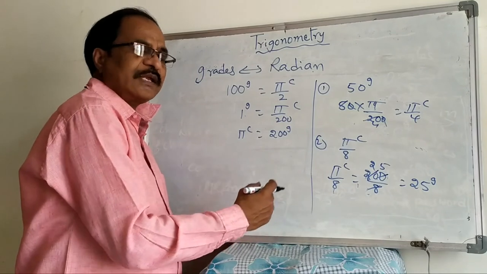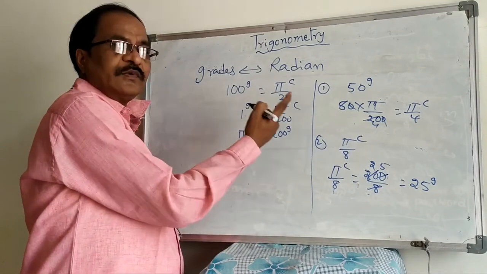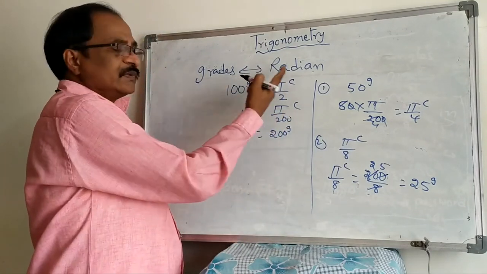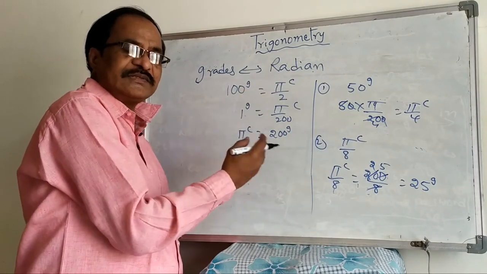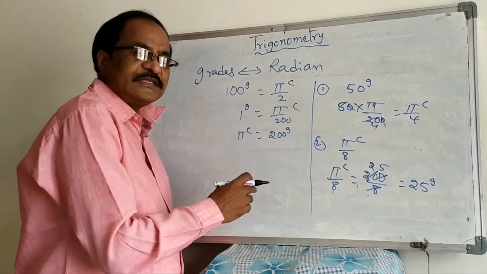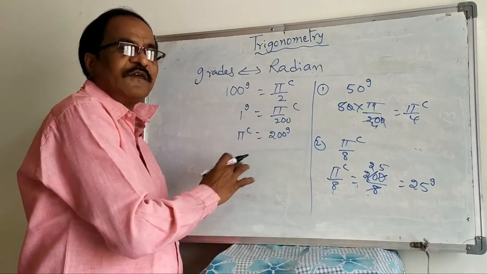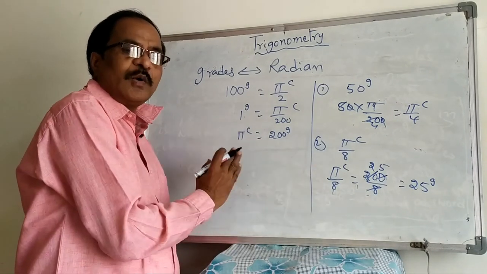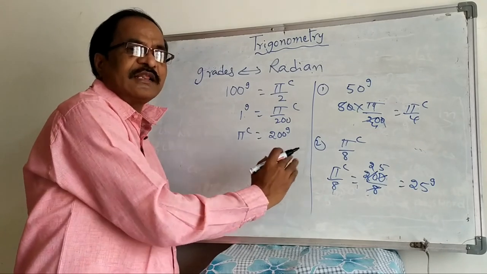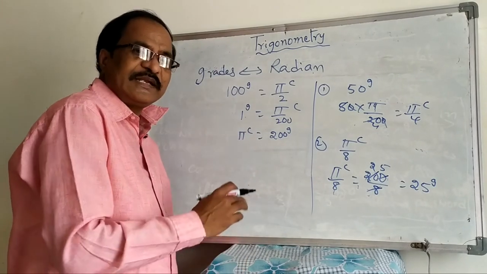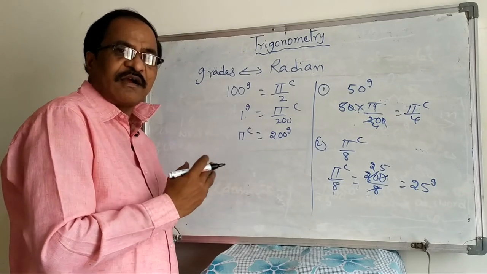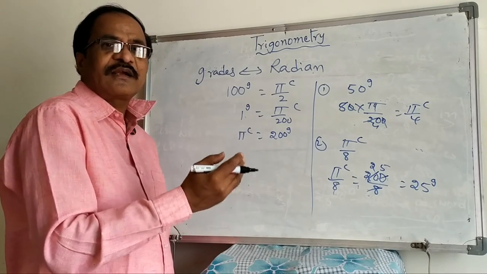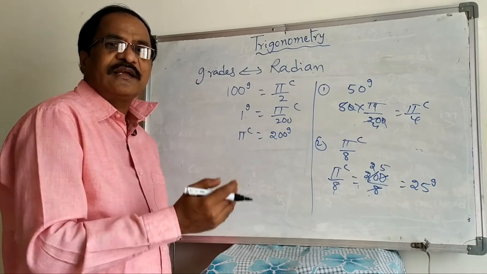In this way, we can convert one system to another system: grades to radians, radians to grades, degrees to radians, radians to degrees. These are the different measures of angles and the conversion from one system to another. We will discuss the next topic, trigonometric ratios, that is sin theta, cos theta, tan theta, cosecant theta, secant theta, cot theta.